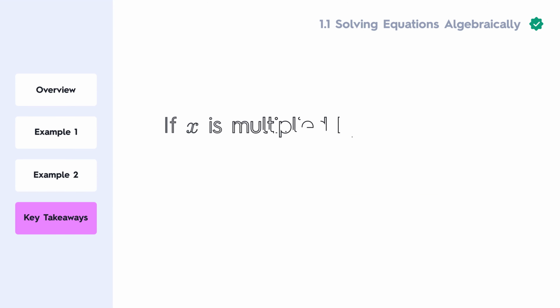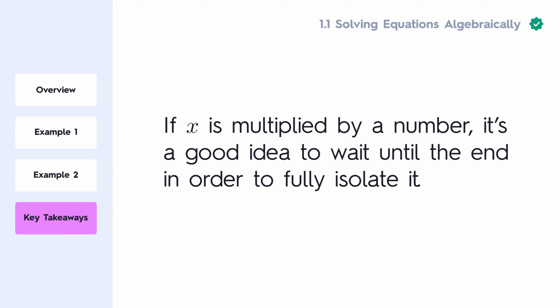If x is multiplied by a number, it's a good idea to wait until the end in order to fully isolate it. It's much easier to simplify the expression completely first and multiply or divide in the very end as we did in example 2. We'll make fewer mistakes by doing so.